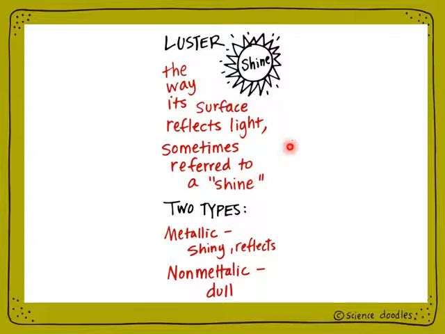So again, luster is the way its surface reflects light, sometimes referred to as shine. There's metallic, which is shiny and reflects. So if it's shiny, if it's sparkly, it's called metallic. If it's non-metallic, then it's going to be dull. Like we talked about in the chemistry unit, not all substances have a luster. If you have a gas, that's not going to have a luster because you can't see it.